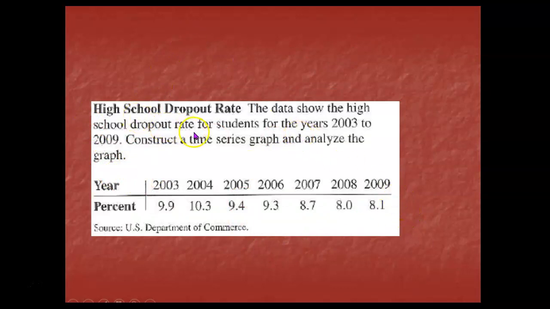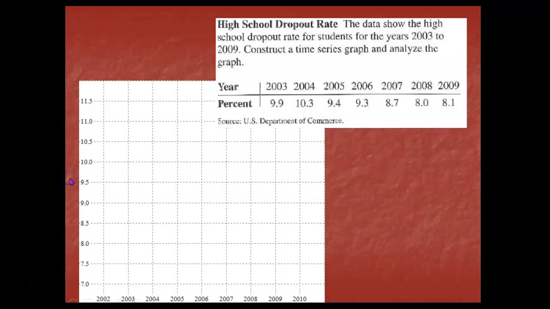This is one that I stole out of the book. This set of data shows the high school dropout rate for students for the years 2003 to 2009. So for each one of those years, we have what percent of students dropped out of high school. So to draw a time series graph, make sure you have the time, in this case the year, on the horizontal axis. That's running across the bottom of the graph. So you can label it with the years. Make sure you have 2003 through 2009. We're not going to put points for 2002 or 2010, but they're just on there.